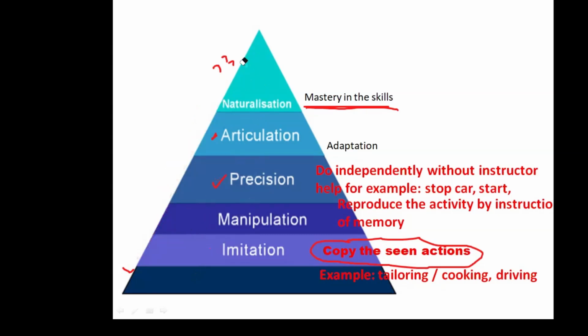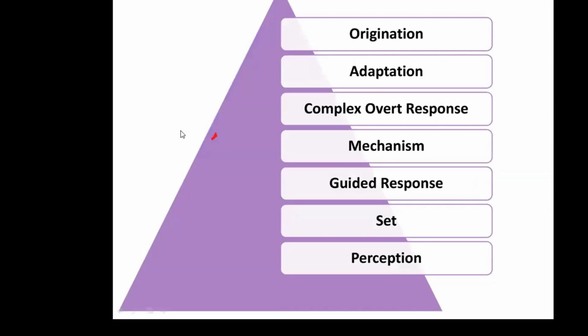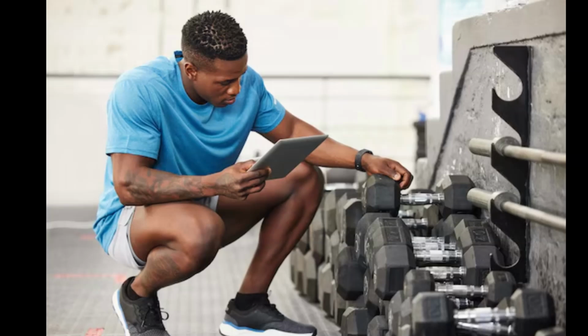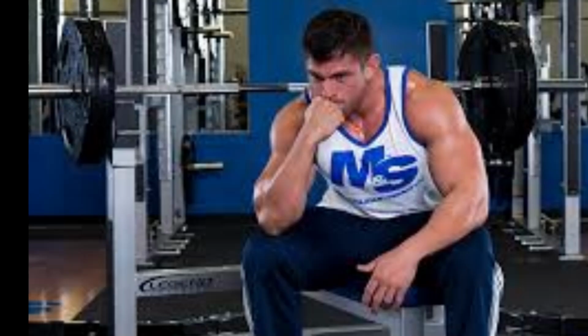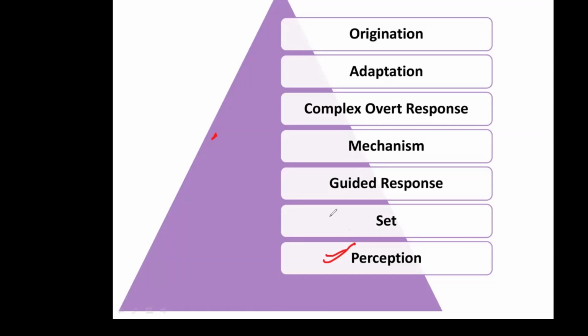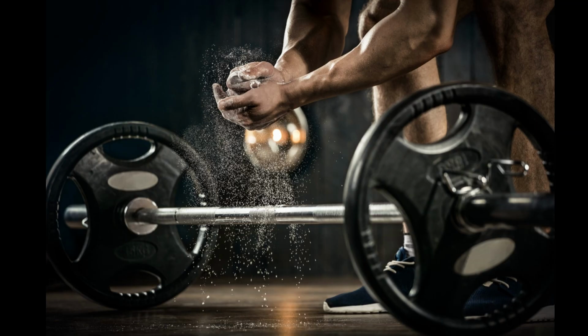Now the second one, the Simpson's model. First, perception is sensory. That means if you are weightlifting, jumping or dancing, first you try to perceive the things and actions. If you are weightlifting, you are looking at the objects and thinking about that. Then you make yourself ready to learn: am I ready to learn or not?